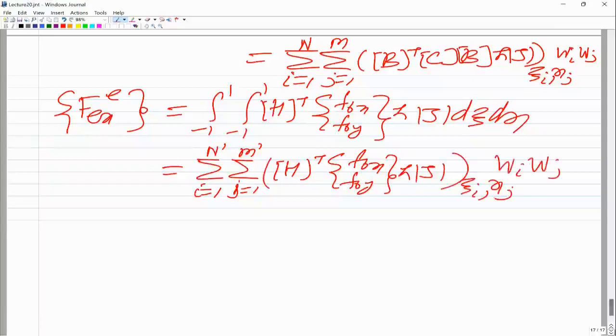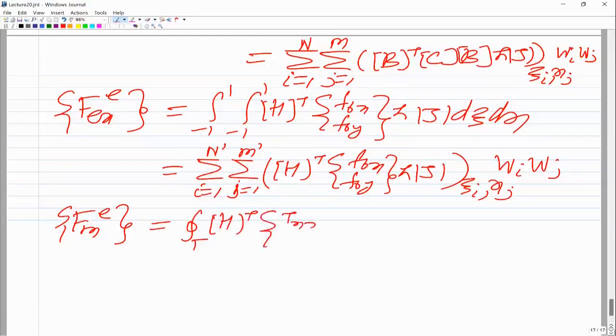And of course the F internal is the same. After substituting the values, you have to carry out the integration over the boundary. So this integration would be over the boundary. This is H transpose, of course H is a function of xi and eta, times tnx, tny, and then ultimately you can write ds in terms of either d xi or d eta, and carry out this integration. This will also be done numerically, but you have to do it properly depending on the boundary.